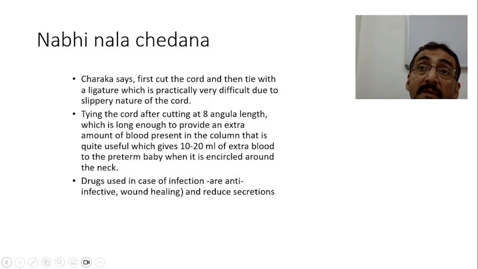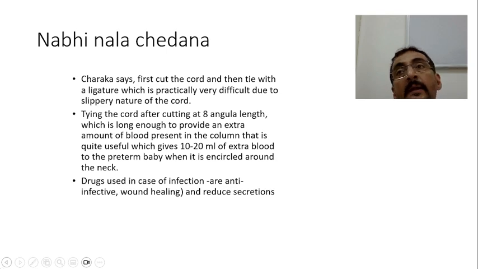So probably Charaka, when he says an 8 angular length of cord has to be cut and then encircled around the neck of the baby, he is meaning to say that the blood present in the umbilical column, after cutting 8 angular length, which is quite a remarkable length, will be given back to the baby. Therefore, Charaka might have been dealing with either low birth weight babies or preterm babies.